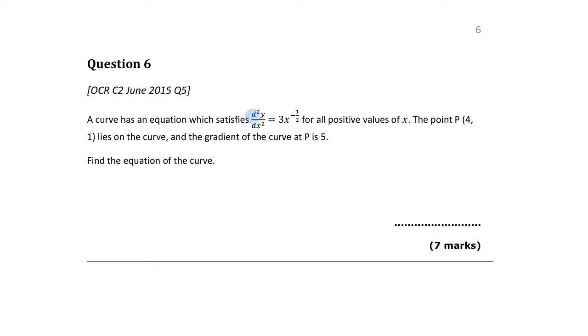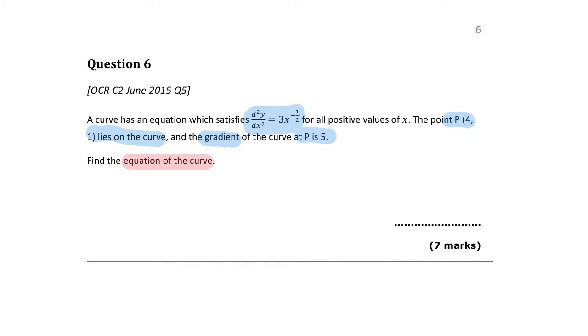So I've got the second derivative is 3x to the minus a half. I've got that the point P, (4, 1), lies on the curve, and the gradient at P is 5. And it wants the equation of the curve.